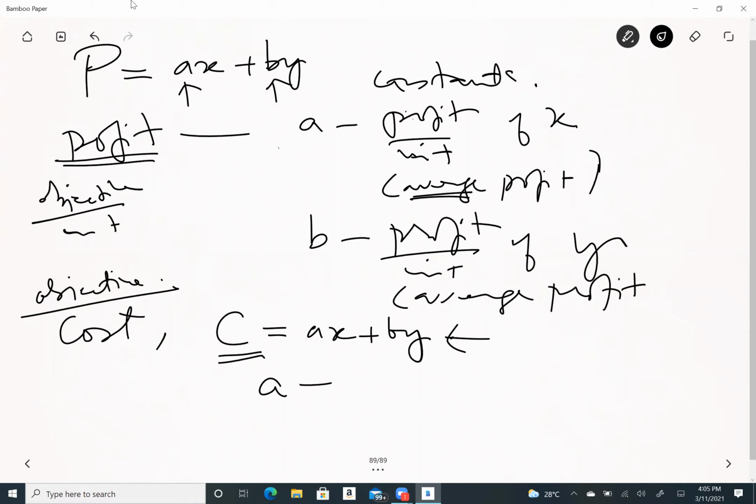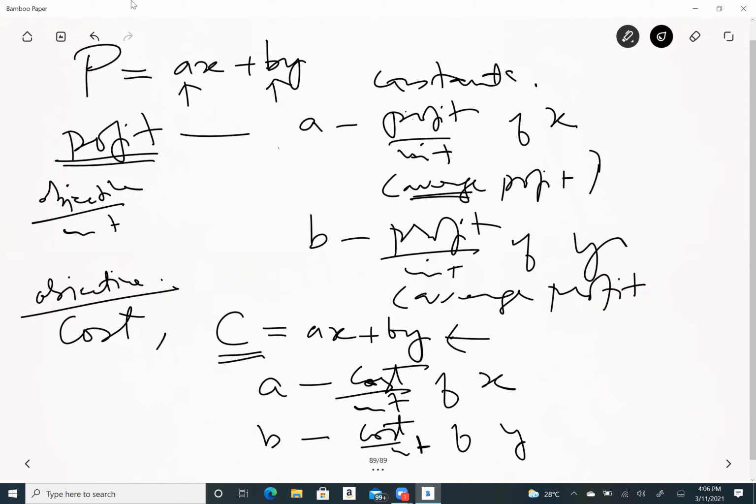Follow the argument. If the objective is profit, then A is profit per unit. If the objective is cost, then what is A? Cost. Cost per unit. Okay, of what? Of X, since this is the coefficient of X. And similarly, B will be what? Cost per unit, or the average.